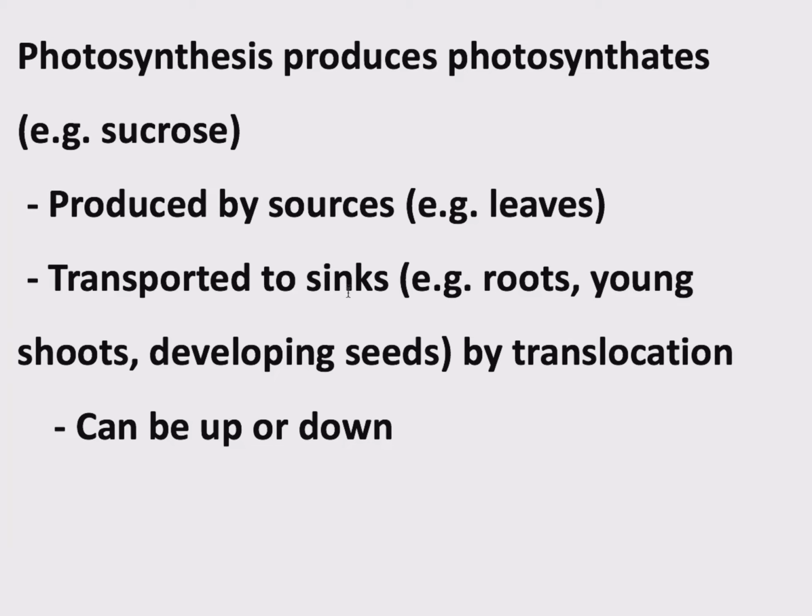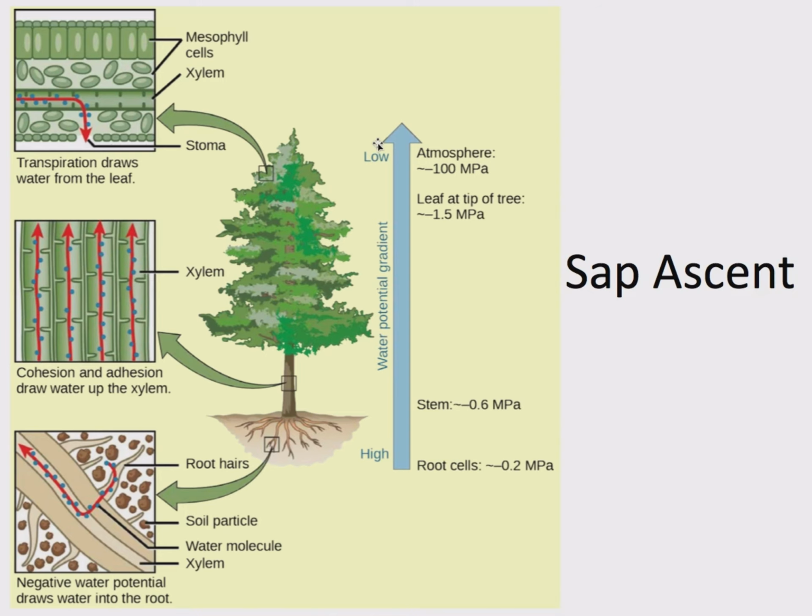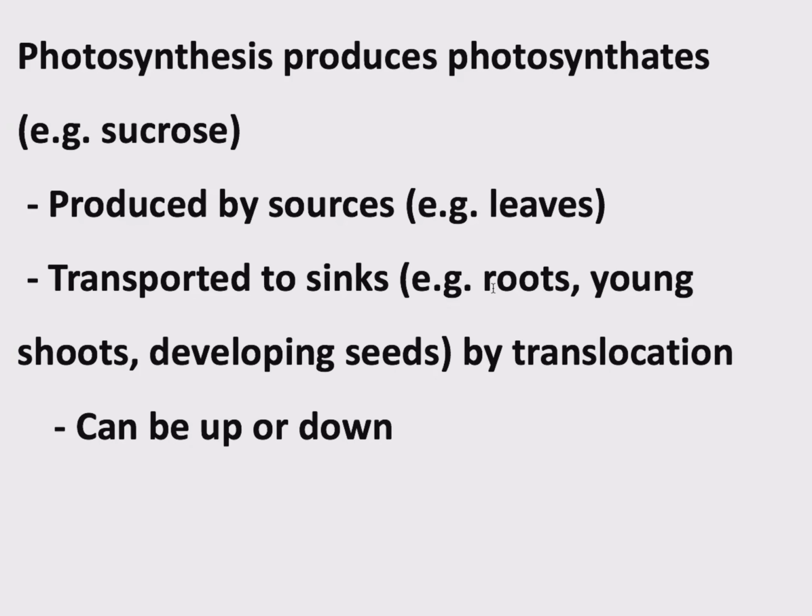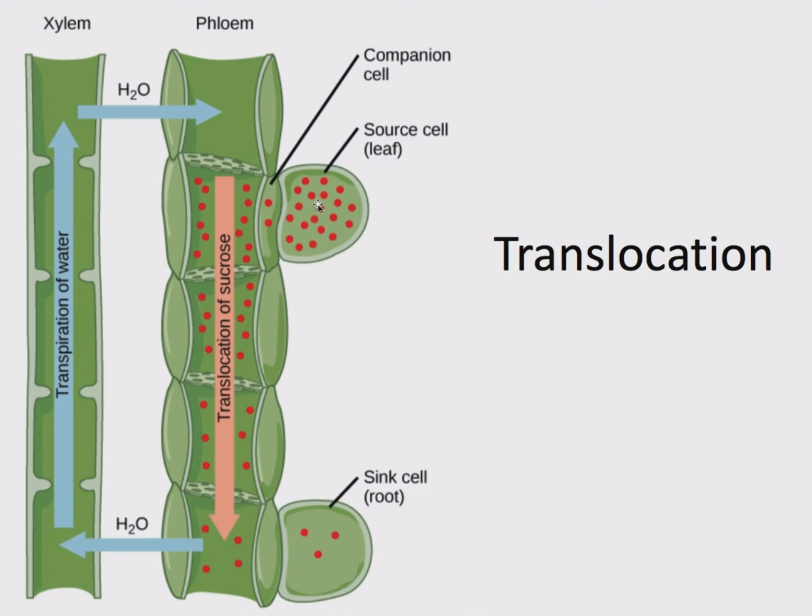Hopefully that made sense. And the important thing is that this can be up or down. So the transport of water was always up. But if you're going from leaves to roots, obviously that's down. But if you're going from leaves to developing seeds or to younger parts of the shoot, that can be up. So this process of translocation is not always in a single direction. That being said, in this particular example I'm going to use, it's showing the source up here and the sink down here, but it could be either direction.